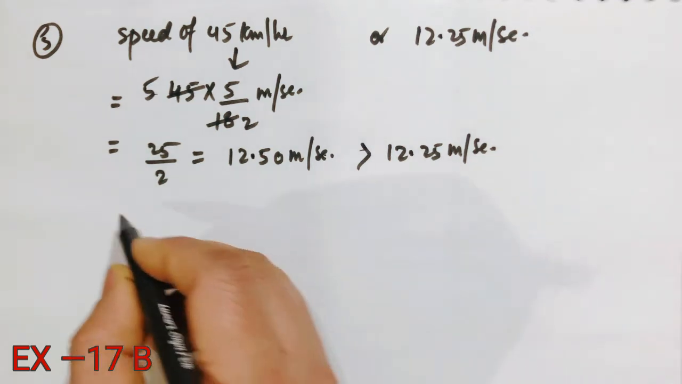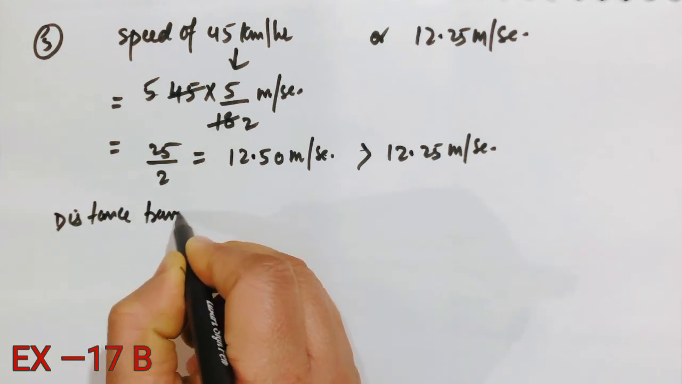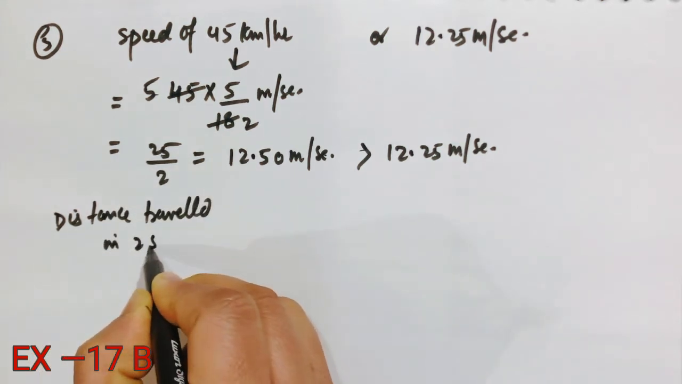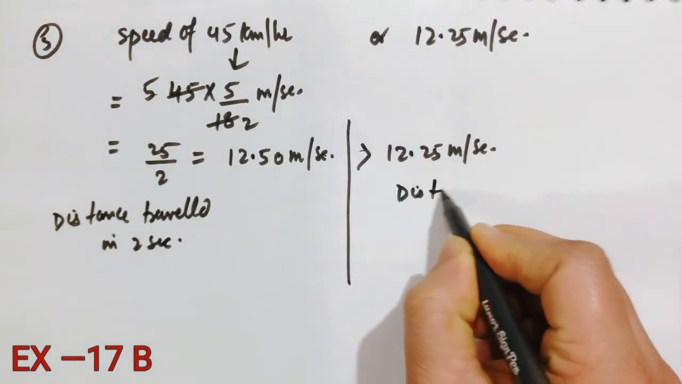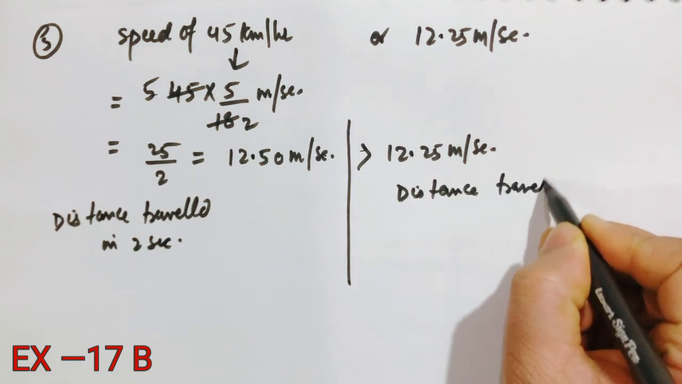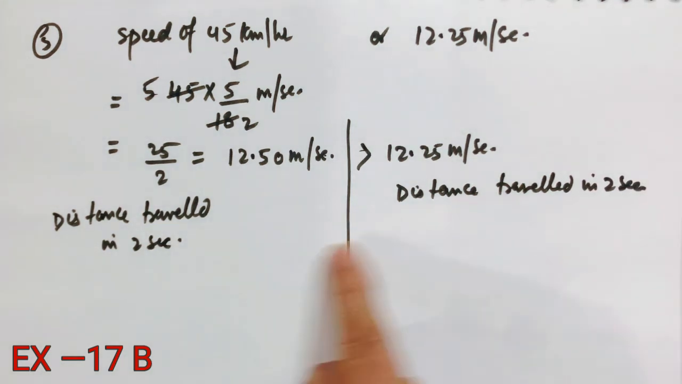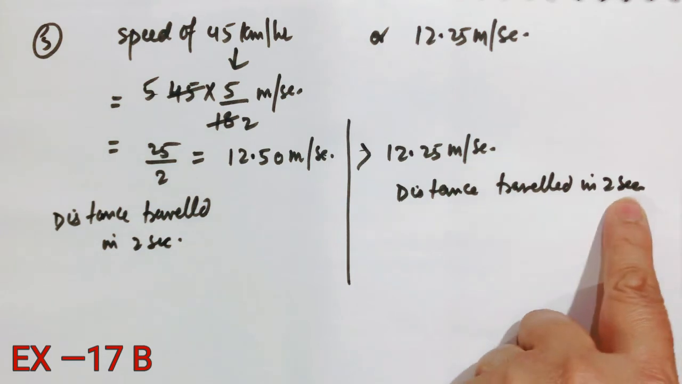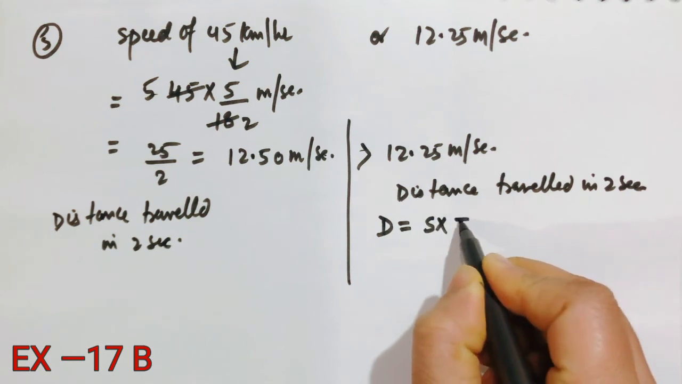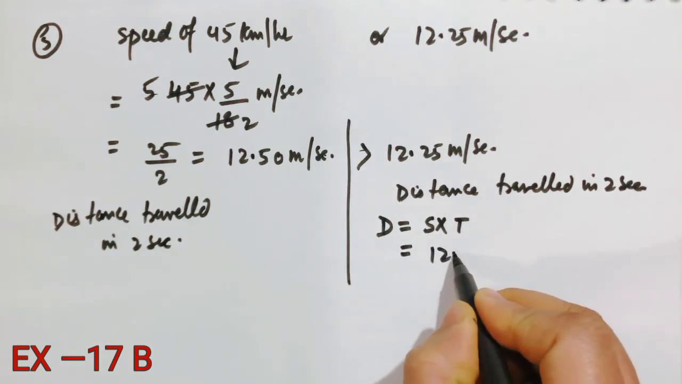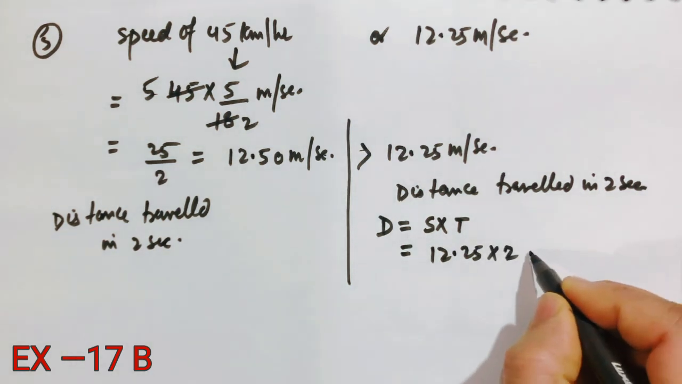तो चलो कोई बात नहीं है. So distance traveled in 2 seconds. Over here this one, और यहाँ पर भी distance traveled in 2 seconds. This means time has been given. Here you can say time has been given. Here also time has been given. You will have to find the distance. So beta ji, distance is equal to speed into time. Can you please multiply 12.25 by 2 to get the distance in meter?